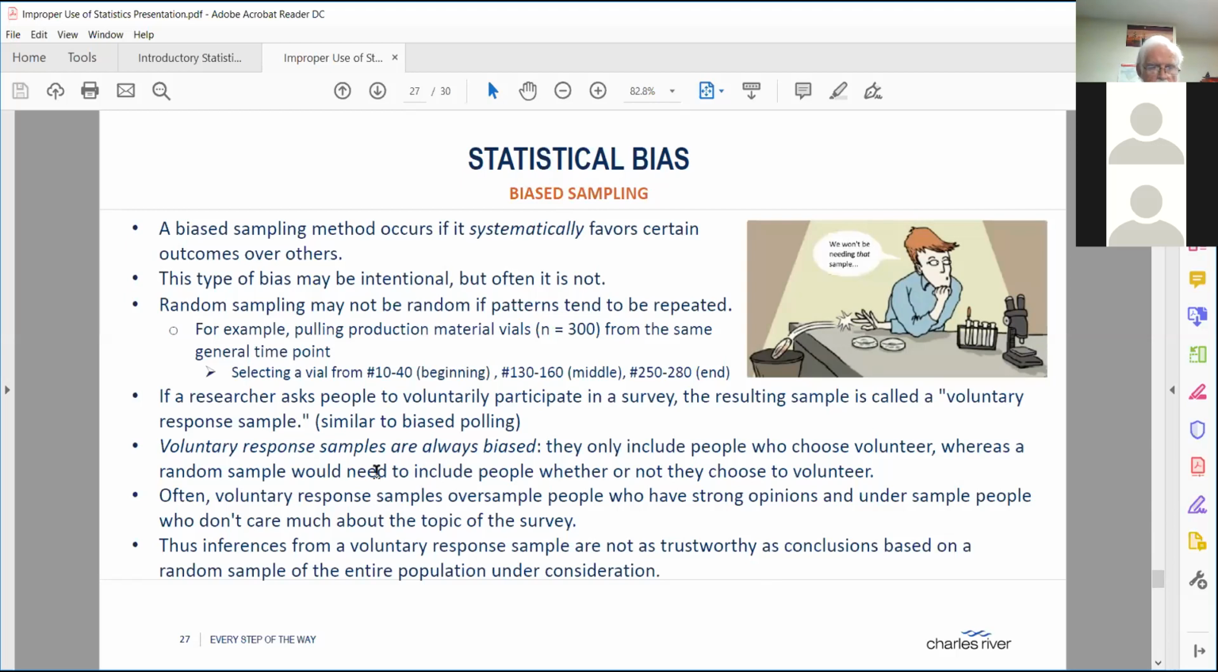Biased sampling means throwing out data, or picking very carefully where you acquire your data, and then not using it. Here, this guy didn't like the sample, so he threw it out. A famous example is the discovery of penicillin.